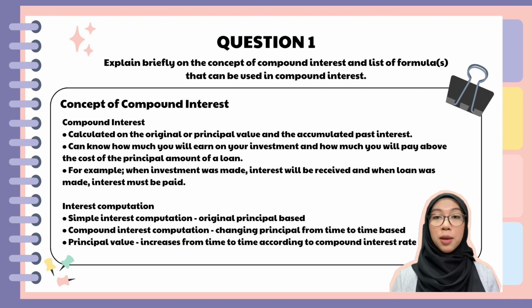There are two types of interest computation: simple interest computation and compound interest computation. Simple interest computation is based on the original principal. It does not change from time to time. Meanwhile, compound interest computation changes from time to time. The principal value increases from time to time according to the compound interest rate.